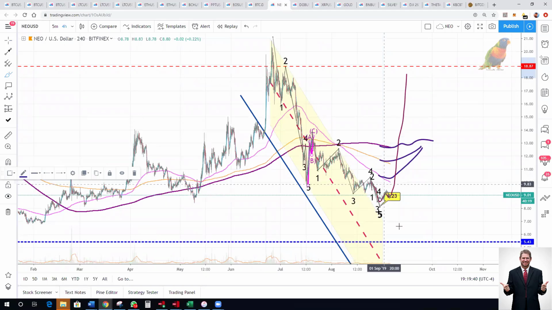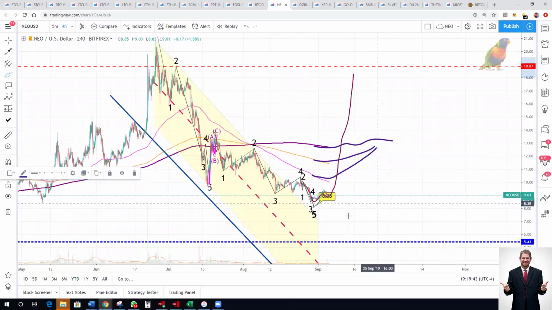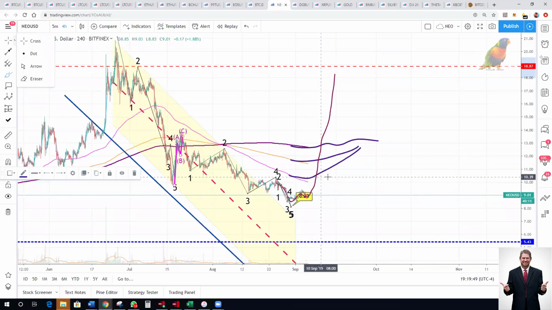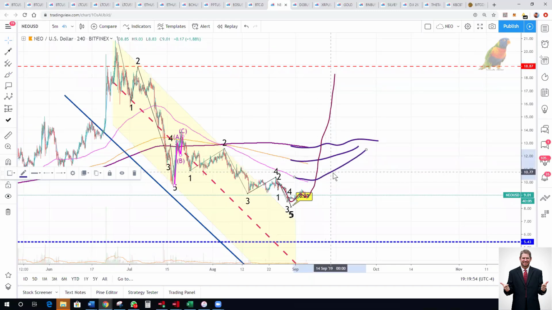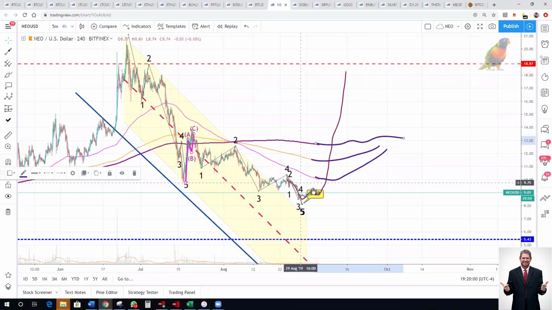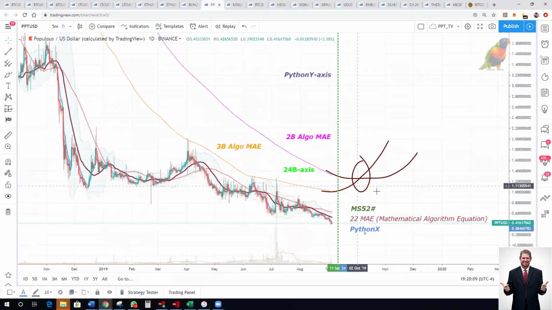Let's quickly get into NEO. NEO is just doing a really great uptrend here, as expected. I think in last week's webinar, we said that we see these crossing over. So you're going to see that this will start crossing upwards, and expect a nice move here from NEO. The same with EOS. Let's quickly get into Populous. Populous is right down there at the bottom, in my opinion.